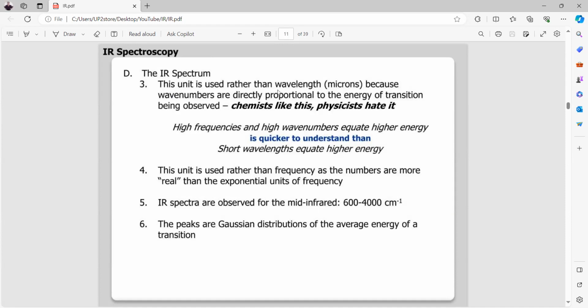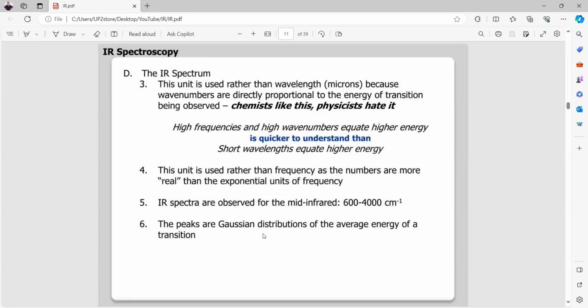This unit is used rather than wavelengths, microns, because wave numbers are directly proportional to the energy of the transition being observed. Chemists like this, okay? High frequencies and high wave numbers equate to higher energy, which is quicker to understand than short wavelengths equate to higher energy. This unit is used rather than frequency, as the numbers are more real than the exponential units of frequency. The IR spectra are observed for the mid-infrared, 600 to 4000 cm⁻¹.